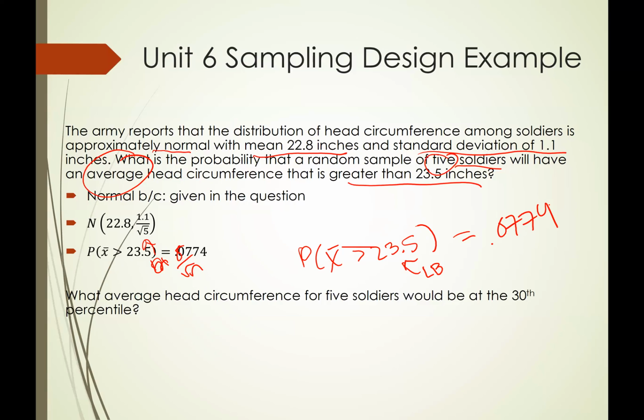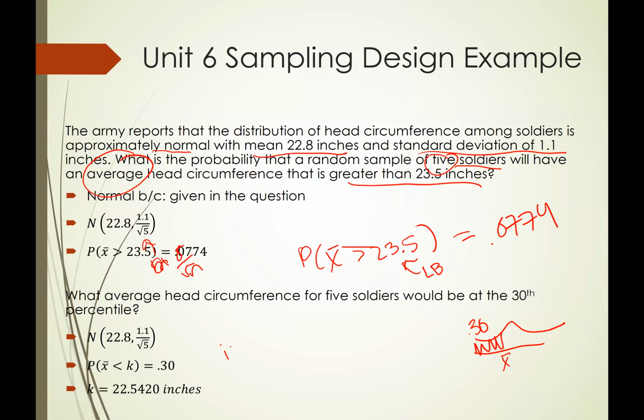What average head circumference for 5 soldiers would be at the 30th percentile? So remember, percentile is the percent below. So I'm saying I want 30% below, and I want to know what x bar needs to be there. So I'm using the same sampling distribution as above. I want the probability that x bar is less than k is going to be equal to 0.3. So I use inverse norm. This time your area is already the area to the left.